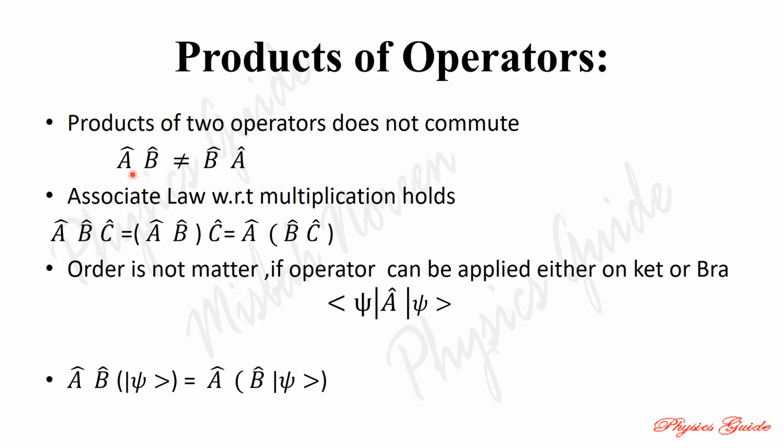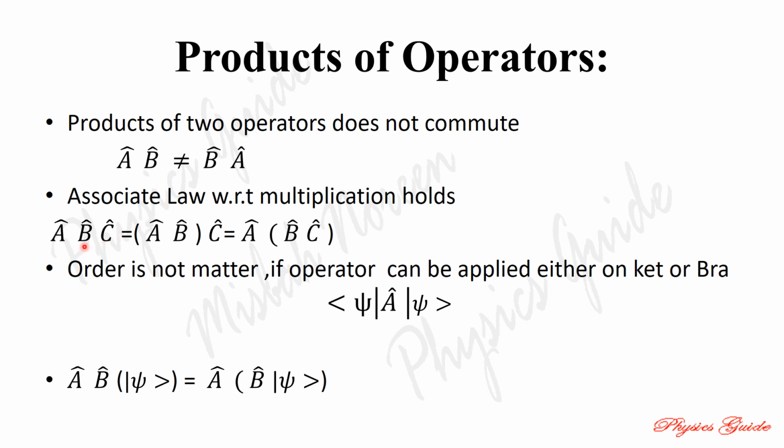It means that if we multiply operator A and operator B, it is not equal to operator B and operator A. If we change the order of these operators, then they are not equal. So this is the commutation relation in mathematics, and in quantum mechanics we can also use it for operators. If we take the product of two operators, it is not equal if we change the order of the operators. The associative law with respect to multiplication holds.